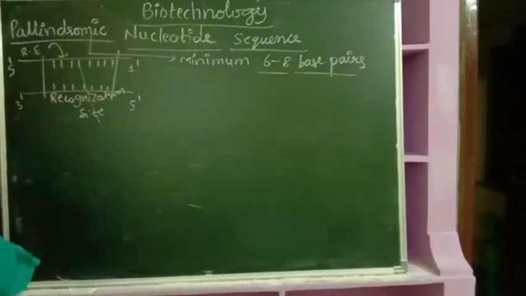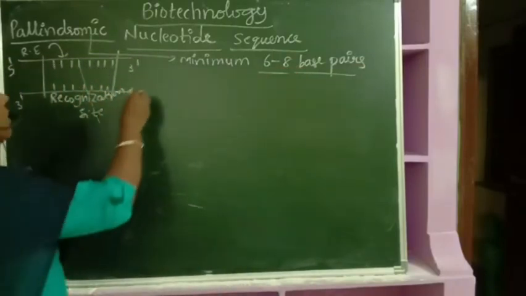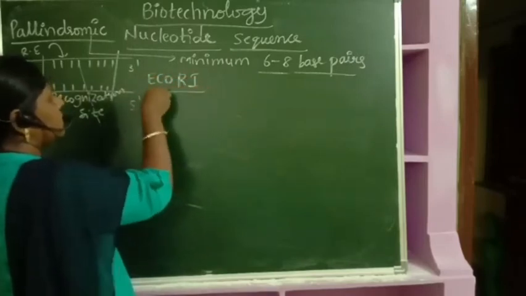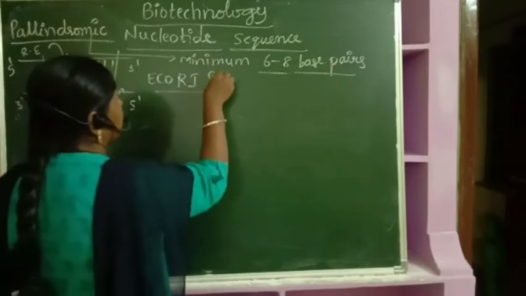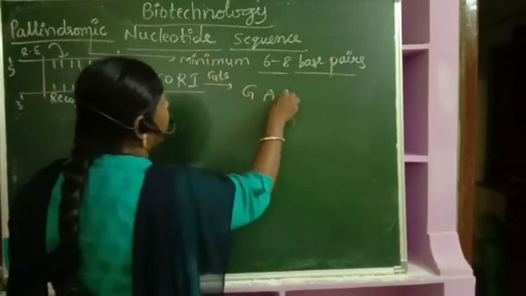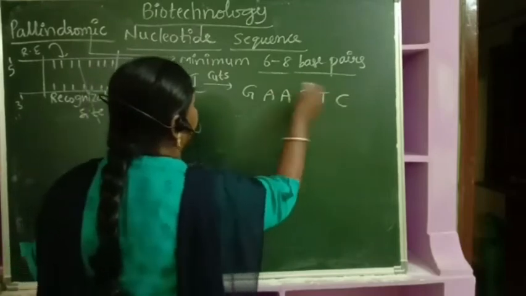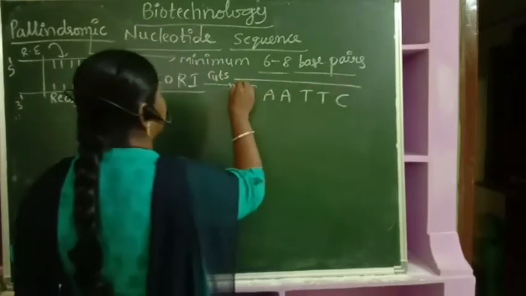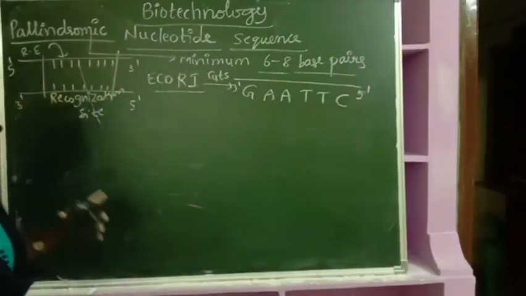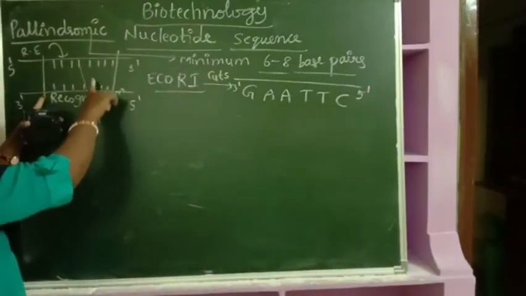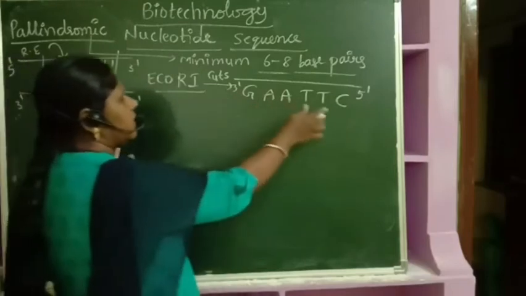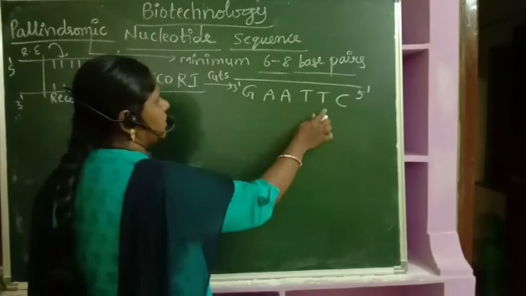For example, if you take EcoRI, a restriction endonuclease, it cuts at a recognition site of GAATTC. This is 3' to 5', let us take. So the cut recognition site, we are taking it out. Let us imagine it contains a minimum of 6 base pairs.